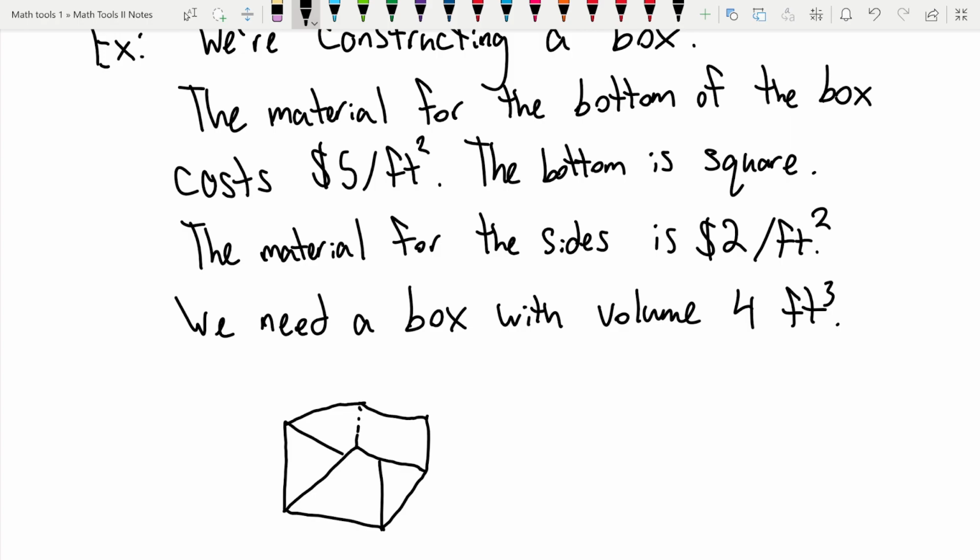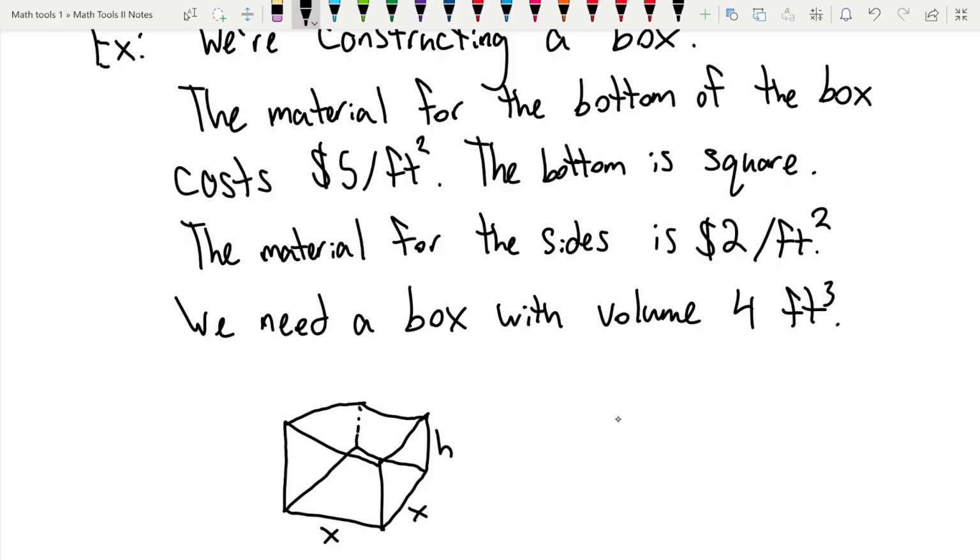So it'll look something like this, I guess. So we have the heights, and then these are both x's. It does say to call the side of the box x, but you can call it whatever you want. So if we call the sides of the box x, and then we have some kind of height, then what kind of information can we get from this?